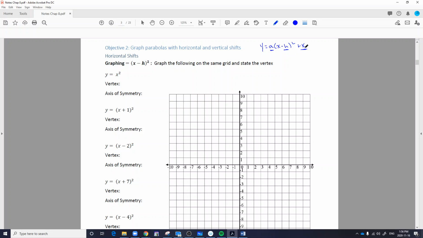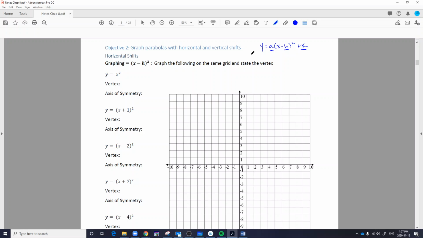So the way that they've set up the objectives in the textbook, they broke those rules. So I'm putting it in the order you should do it. So you should always do your stretching, compressing, and then your horizontal and vertical translations. So we've covered A. We've looked at the fact that when it's negative, it opens down. When it's positive, it opens up. When that A value is greater than 1, you get a narrower graph. And when that A value is between 0 and 1, you get this wider graph.